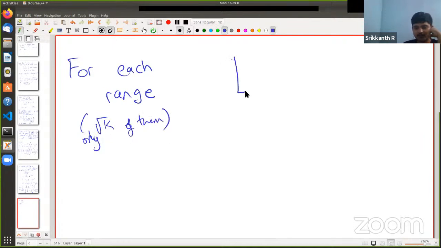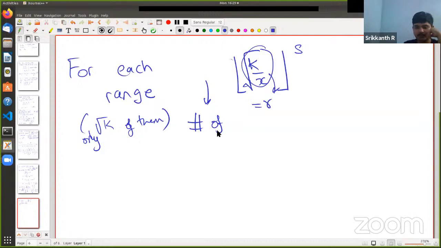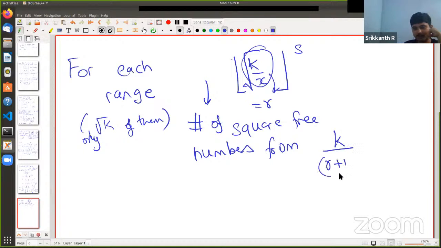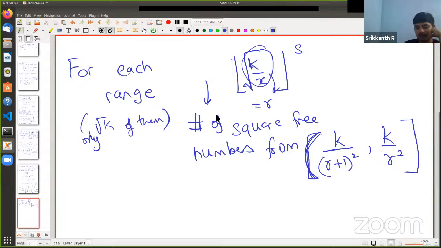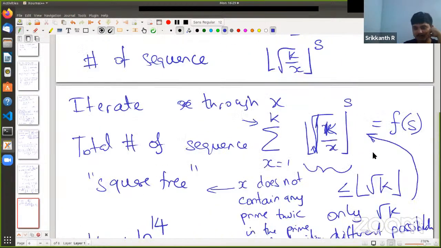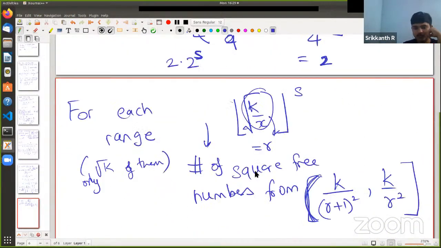This term is constant in the range of s, and it is equivalent to r. Here we have the number of square free numbers from k by (r plus 1) squared to k by r squared. So essentially we're compressing the summation that had k different terms to a summation that has square root of k terms, so that we can evaluate the sum quickly.